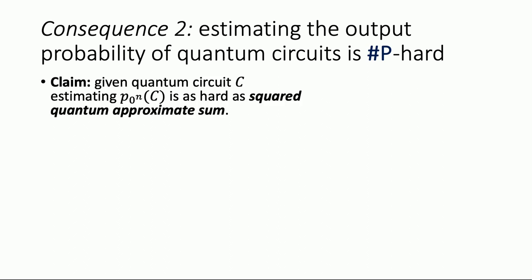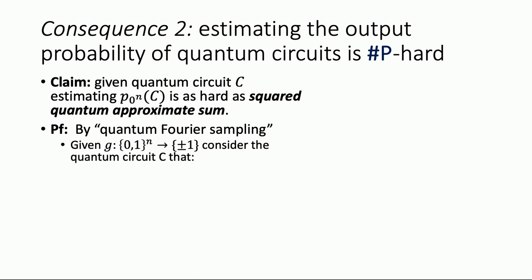So here's the formal claim. I'm going to claim that given a quantum circuit C, estimating the probability that that circuit outputs all zeros when we measure all n qubits in the standard basis, that's this P0 of C quantity, is just as hard as the squared approximate sum problem. Okay? Good. The proof is by a very simple quantum circuit that's ubiquitous in quantum algorithms, and I call it the quantum Fourier sampling circuit. And so here's how this works.